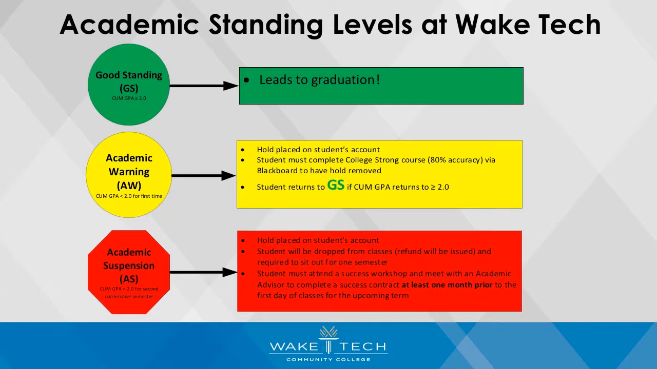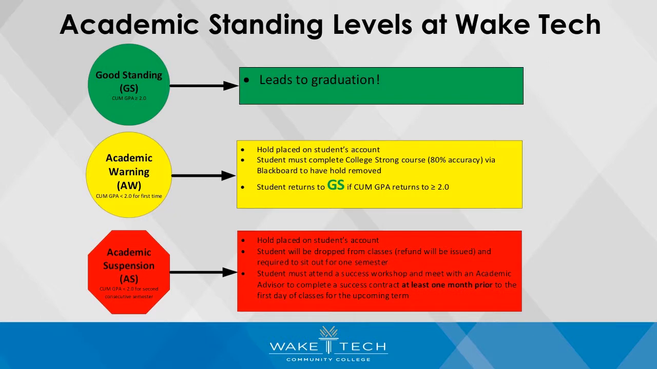And so in order to return to good academic standing, your GPA would have to come up to a 2.0 during that next semester. So let's say our first semester, we fell below a 2.0 GPA, and that second semester, we also again fell below a 2.0 GPA. We are then placed on academic suspension. For academic suspension, we do require you to sit out for a semester. The summer semester can count as a semester that's been sat out.